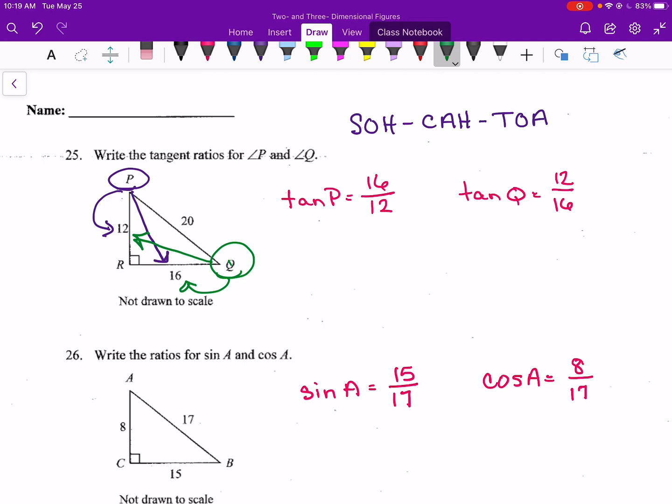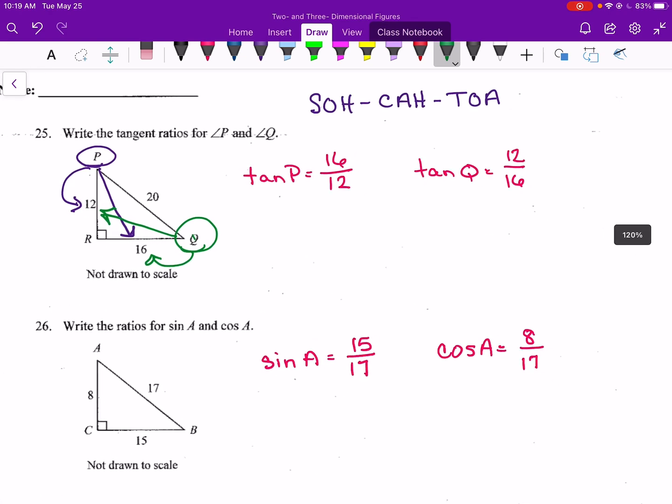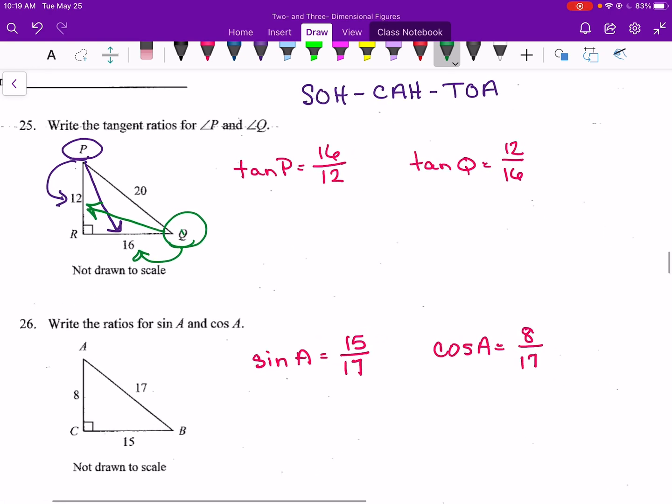Number 26, ratios for sine and cosine. This time we will use the hypotenuse, SOH, CAH. The hypotenuse is the 17, so that will be in the bottom of each of these. Find our angle, which is A, and for sine it is opposite, so 15 over 17. And for cosine it is adjacent, that's the 8 over 17.